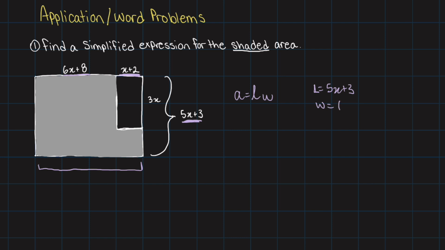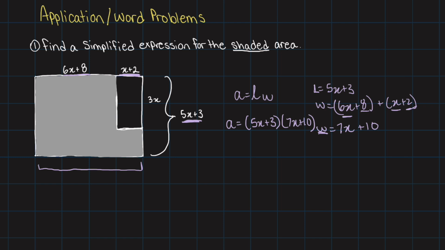So we have 6x plus 8 plus x plus 2. All right, we're just adding, so we're just going to collect like terms. We have 6x and x, so that will give us 7x, and then we have 8 plus 2, which will give us 10. So 7x plus 10 is our width, right? So let's put that into our formula to find the area of the entire rectangle. The length is 5x plus 3, and the width 7x plus 10.